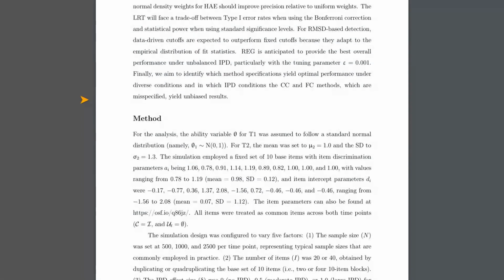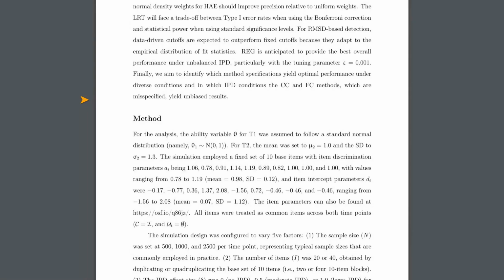Concurrent calibration was generally unbiased for the mean but had issues with the standard deviation. Robust linking methods with certain settings started to perform quite well, especially Haberman linking. The real challenge came with unbalanced IPD here. The methods that assumed everything was stable really struggled.